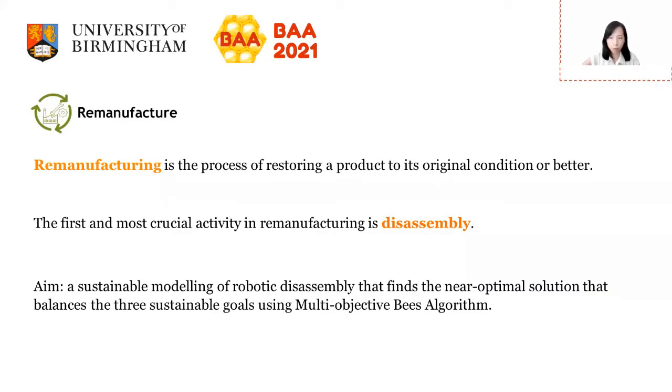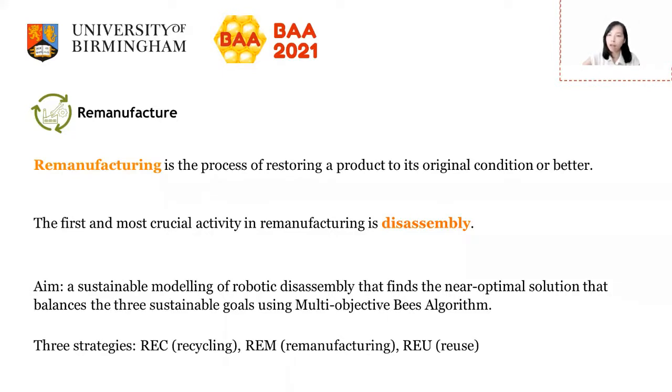The aim is to provide a sustainable model of robotic disassembly to find optimal solutions that balance the three sustainable goals using the multi-objective BIS algorithm. There are three strategies that we use: recycling, remanufacturing, and reuse.